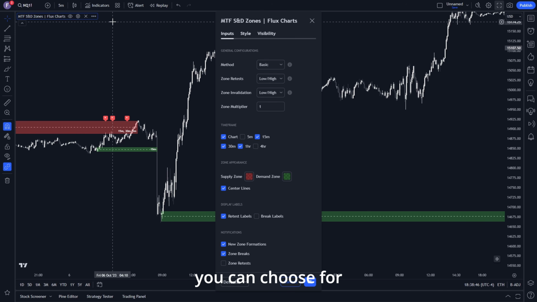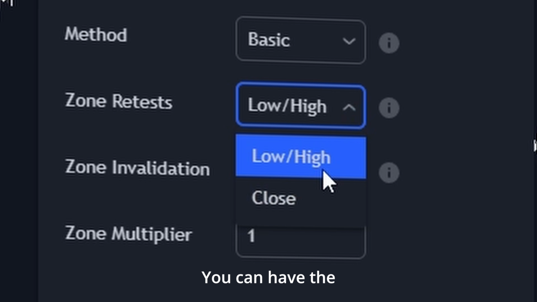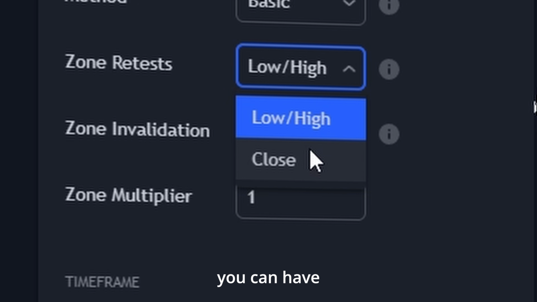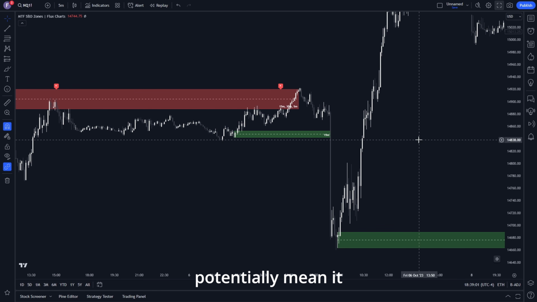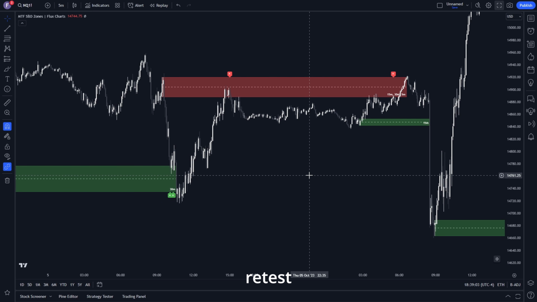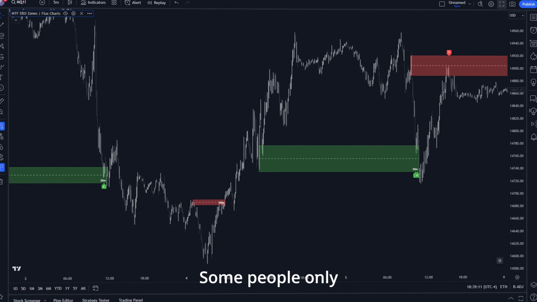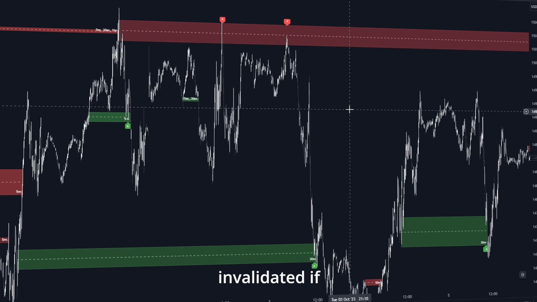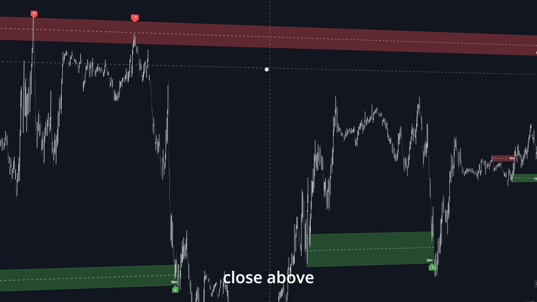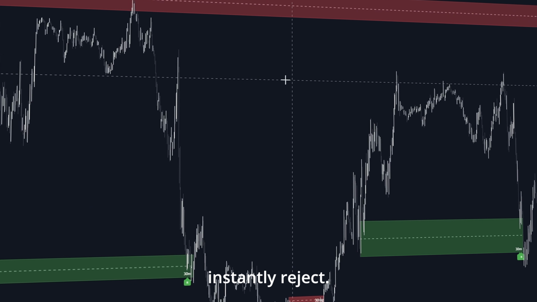There's 2 methods you can choose for determining your zone retests. You can have the low or high of a wick entering the zone and then exiting it, or you can have a close in the zone, which could potentially mean it is a stronger retest confirmation. You can also do the same with zone invalidations. Some people only like to consider their supply zones invalidated if there is a close above it, because sometimes price will wick out and then it will instantly reject.